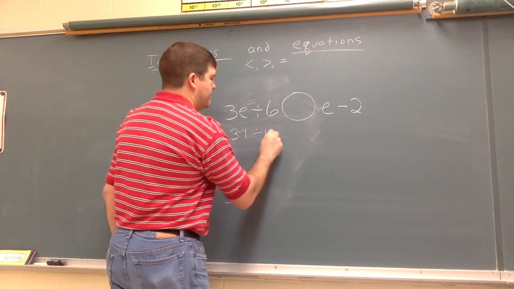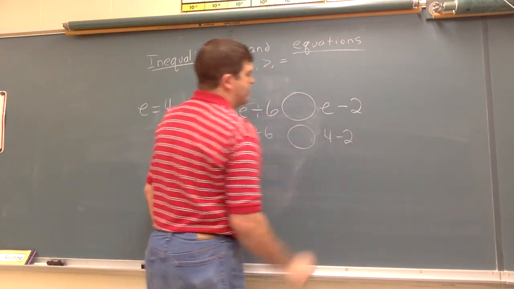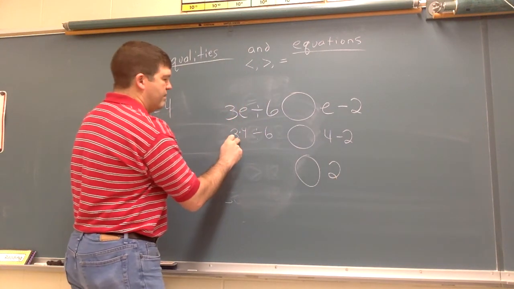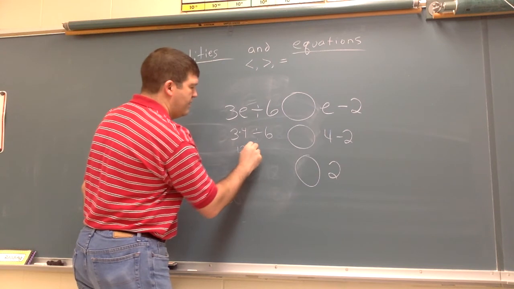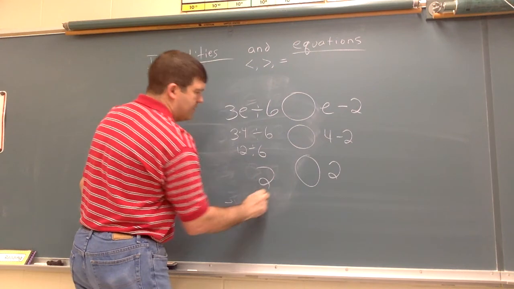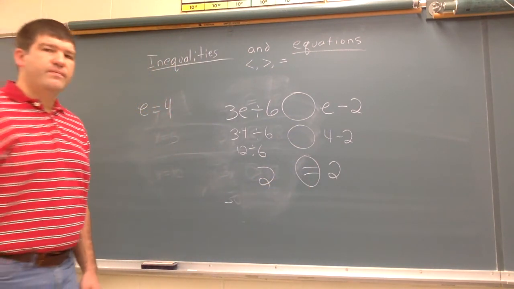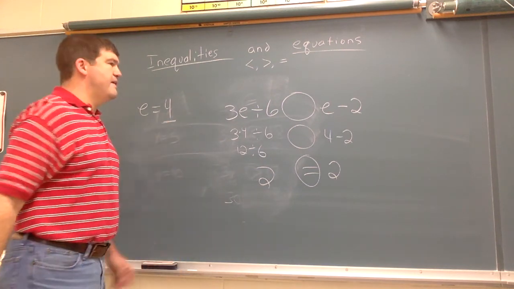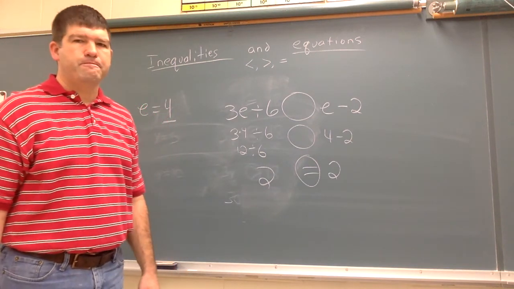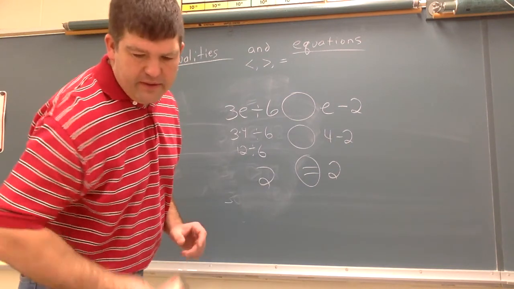3 times 4 divided by 6. Still don't know that. And e is 4, so 4 minus 2. Okay. This I can solve right away. It's 2. And here I'm going to do 3 times 4 is 12, divided by 6. And 12 divided by 6 is 2. So that is equal. And 4 as e makes this an equal expression. It's not an inequality.